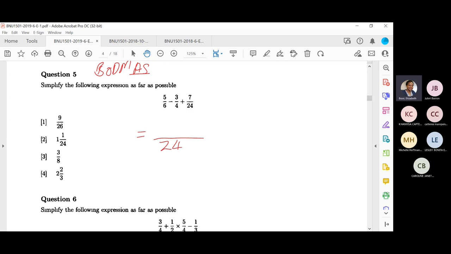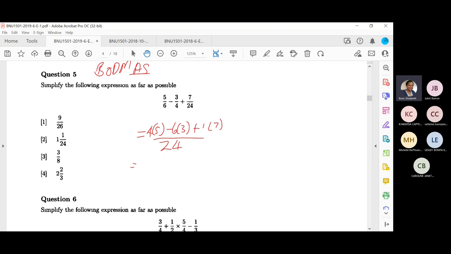Once you have your common denominator, all you do is simplify. Simplifying will say 6 goes how many times into 24? It goes 4 times and you multiply with the 5 minus. So you multiply with the numerator. 4 goes how many times into 24? It goes 6 times and you multiply with 3 plus. So you will keep this up. 24 goes how many times into 24? It goes 1 time and you multiply with 7.